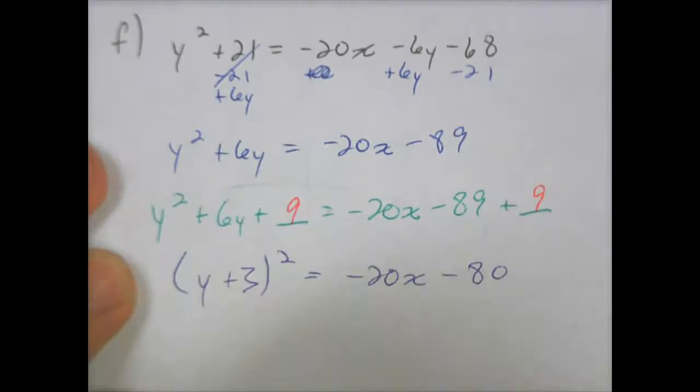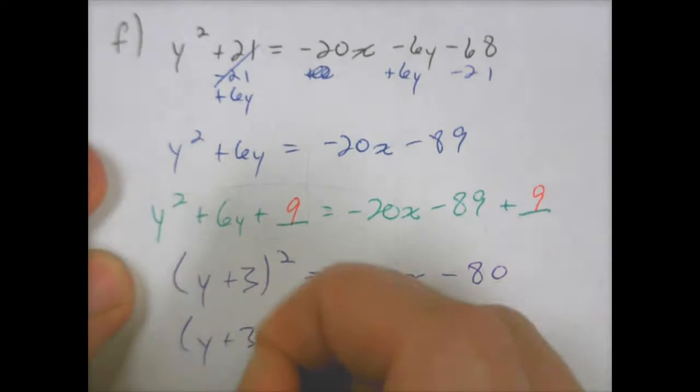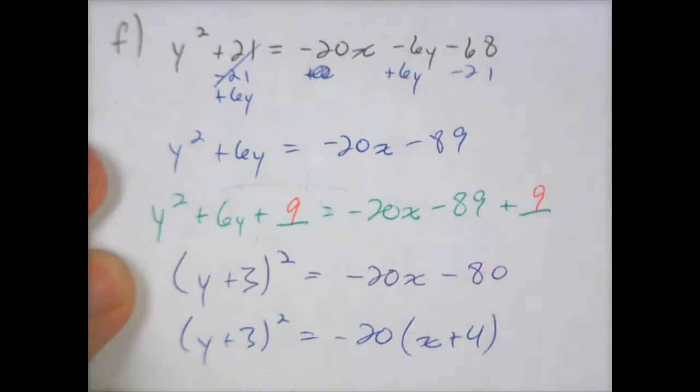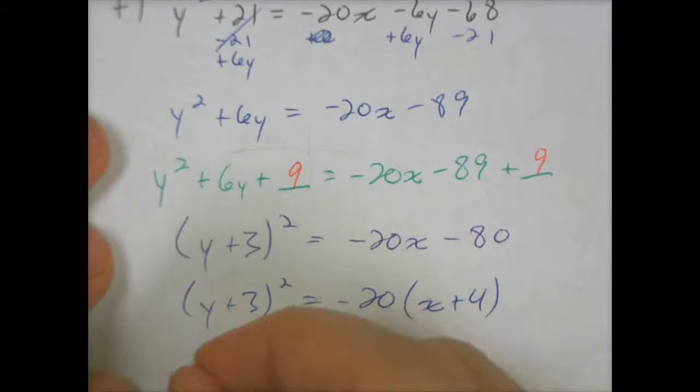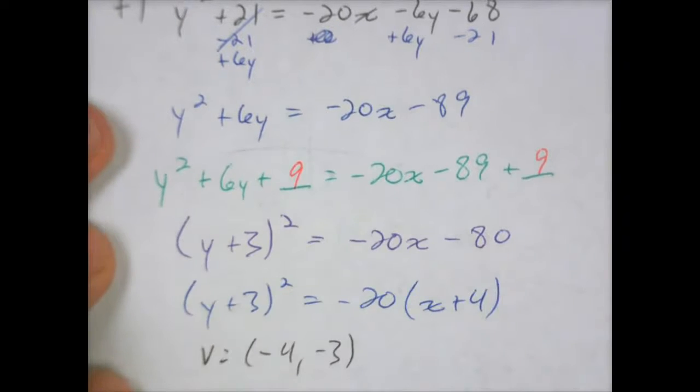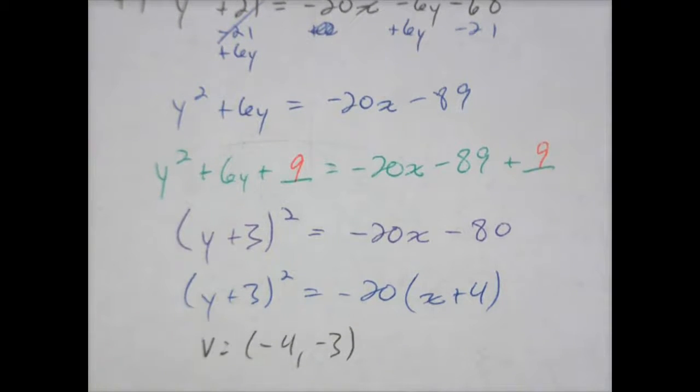And then you can factor that, so you have (y plus 3) squared equals negative 20 times (x plus 4). And again, you can get your vertex, and this one would be (negative 4, negative 3). Your axis of symmetry, you can find it, and all of the other things you can find. Okay, looking at a different type of problem next.